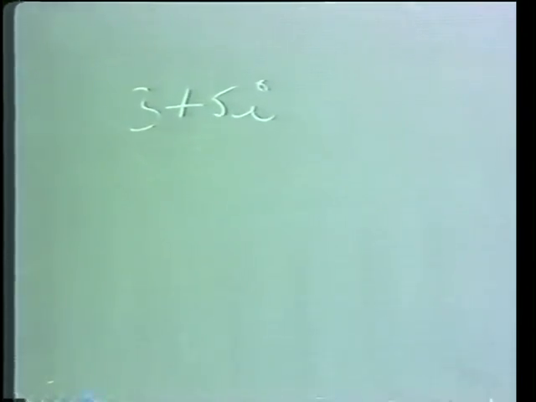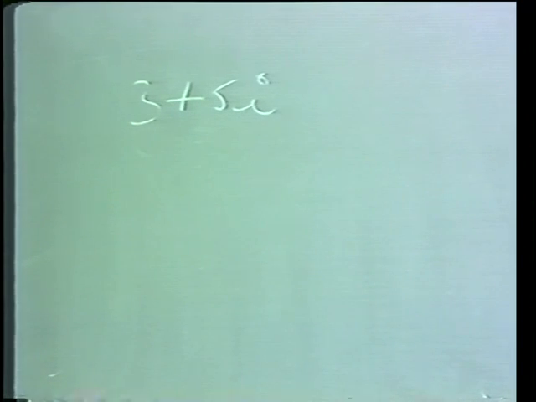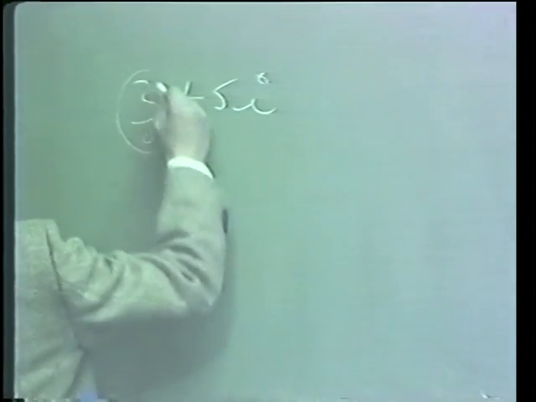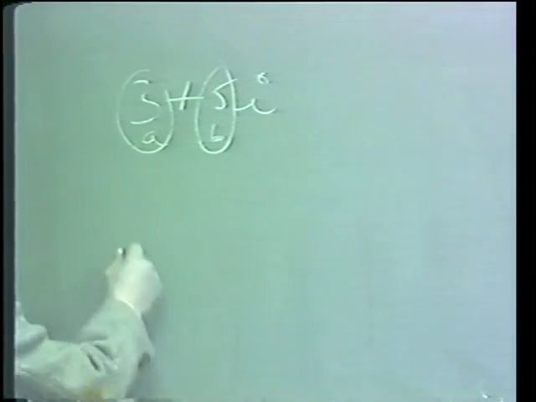What is a in this problem? 3. And b is 5. b is 5, not 5i. b is the coefficient of i. So a is 3, b is 5. Okay? Question.